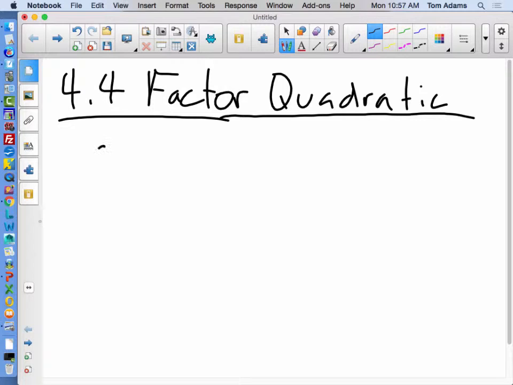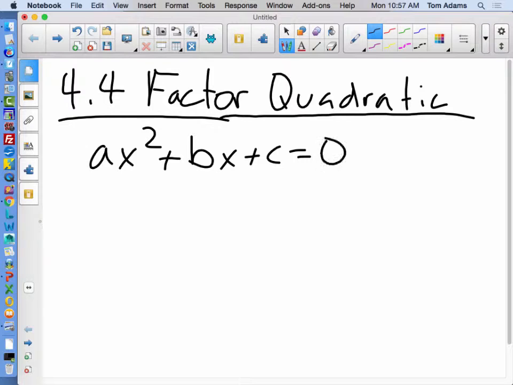So basically, remember the standard form of a quadratic looks like this: ax squared plus bx plus c can equal something. Usually we set it equal to 0 because we're going to try and find the zeros or the solutions. But for today, we're not going to focus on solving an equation. We're just going to focus on factoring the quadratic. And so let me just jump right in and we'll do problem number 1.